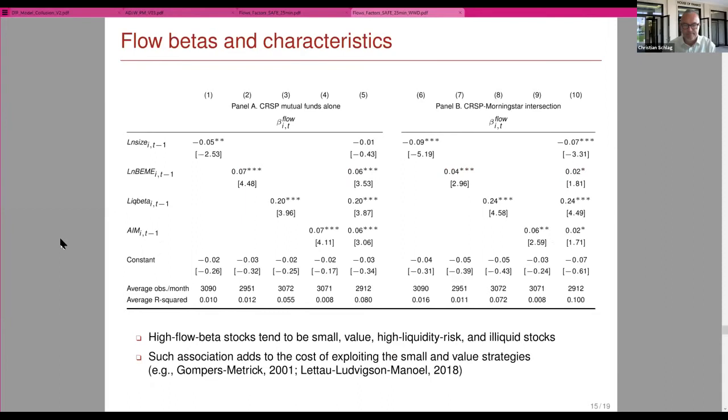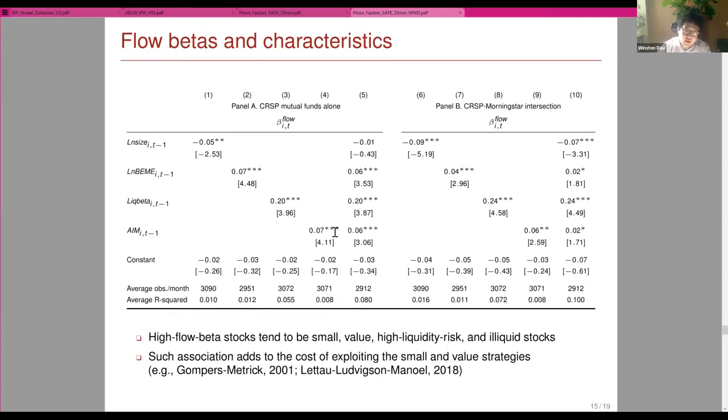So sure. Also, to understand the allocations, we look at the correlations between flow betas and other characteristics. Basically, we show the stocks with higher flow betas tend to be smaller stocks and value stocks, stocks with high liquidity risk, and illiquid stocks, which means such association adds to the cost of exploiting the small and value strategies in the data.